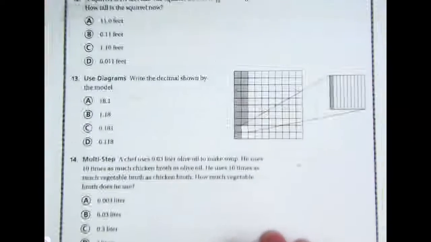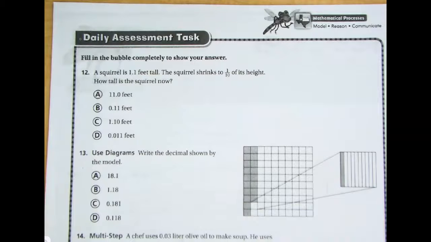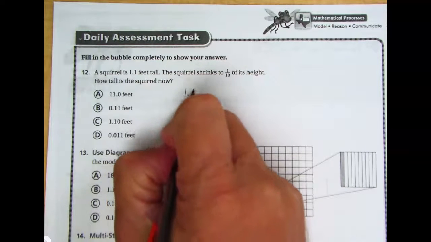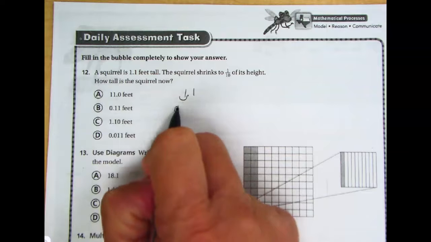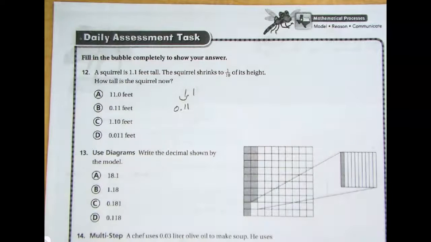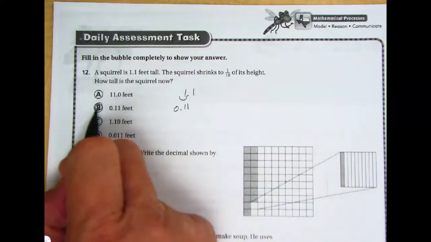So now let's do some daily assessment tasks. It says a squirrel is 1.1 feet or 1 1/10 feet tall. The squirrel shrinks 1/10 of its height. How tall is the squirrel now? Well, if it was 1 1/10, shrinks 1/10, that means the decimal goes here and becomes 1100ths, which is B in this case.